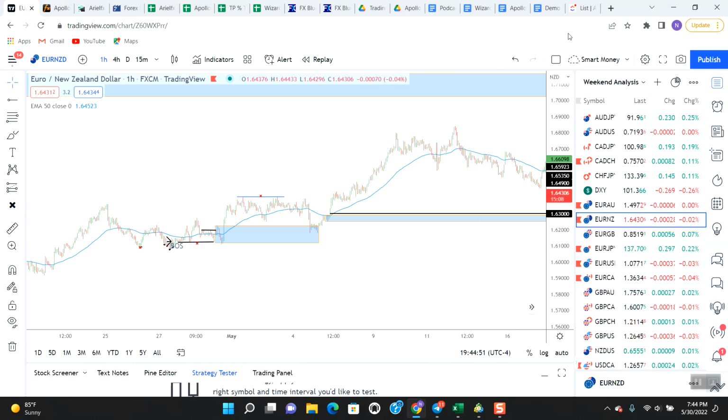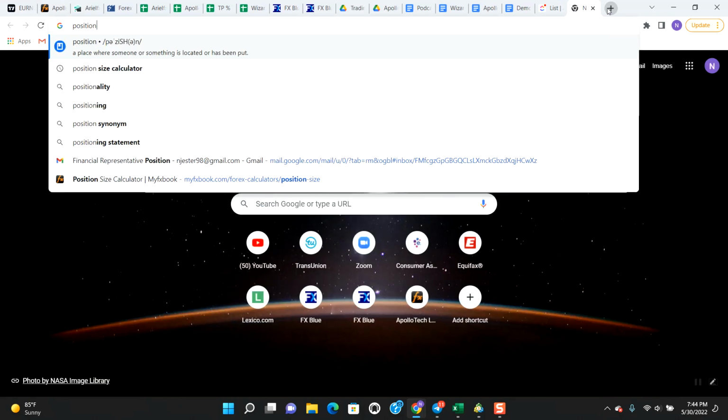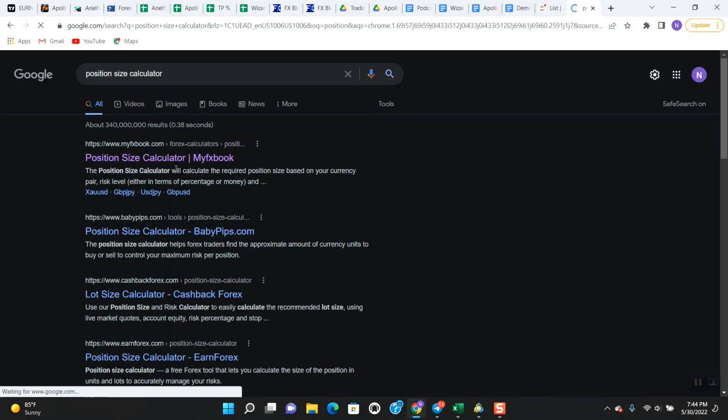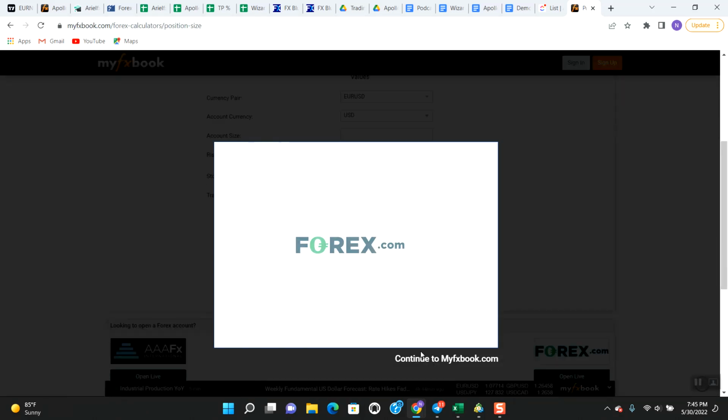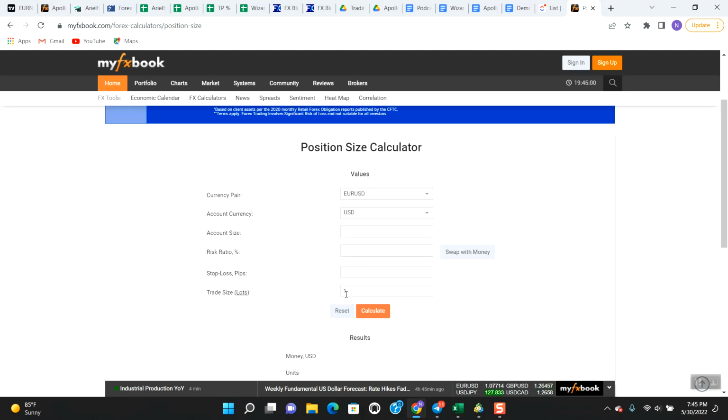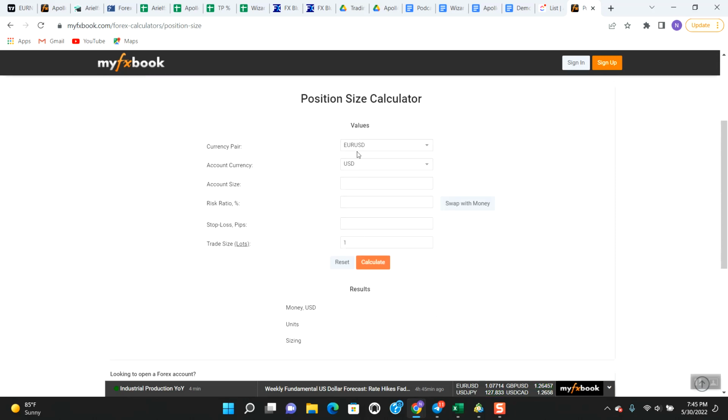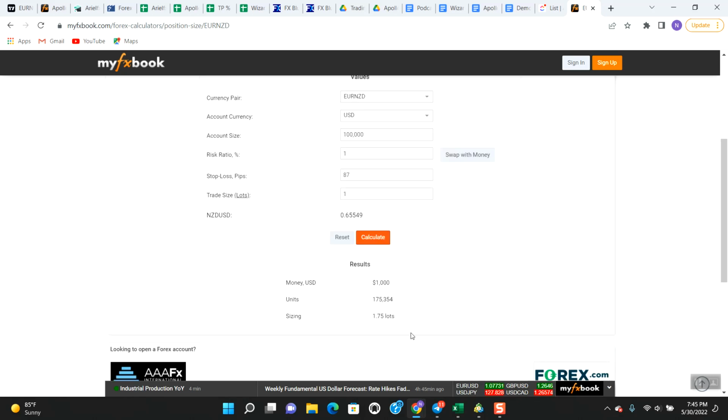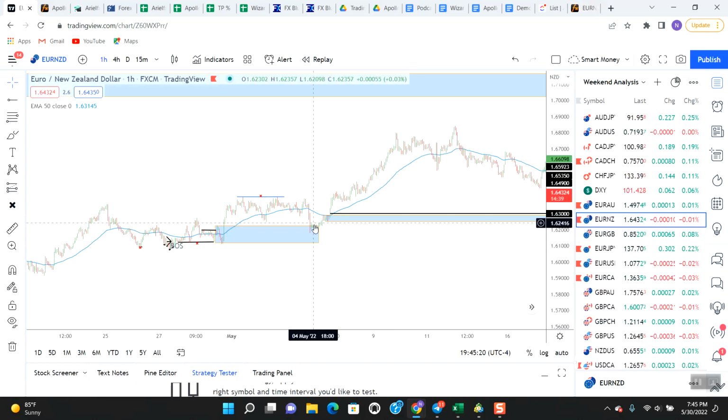But it doesn't matter because if you use the position size calculator right here, you would know that no matter what stop loss you have, you can still only risk 1%. It's just a different lot size. So EURNZD, USD, say account size $100,000, risk 1%, stop loss 87 pips. Calculate, I would use 1.75 lots on that trade. So with 1.75 lots, if I hit stop loss with an 87 pip stop loss, I'm still only losing 1%, right?